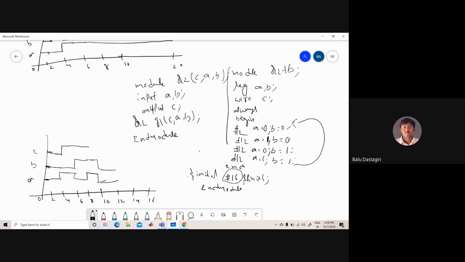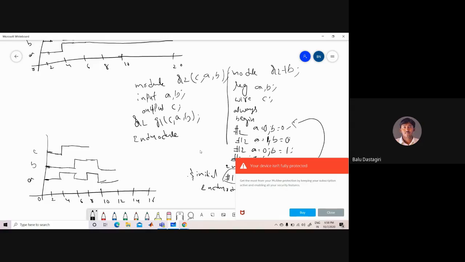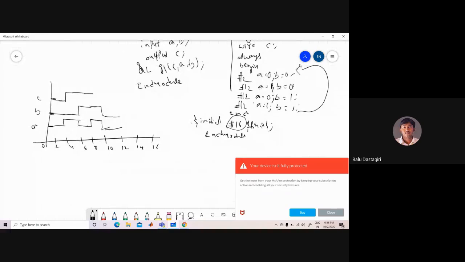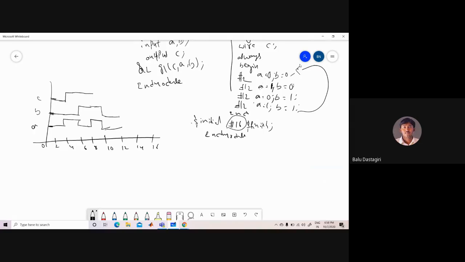When you are using the initial statement, the last values will be present up to the simulation end time. But when you are using the always block, the values will be repeated. So after 2, 4, 6, 8, after 10 units of time, the value of A becomes 0 and B equals 0.